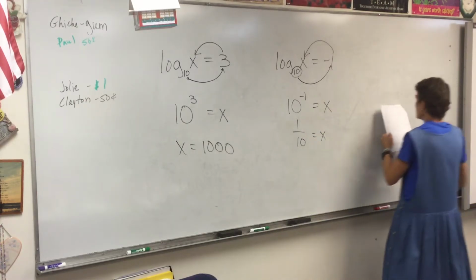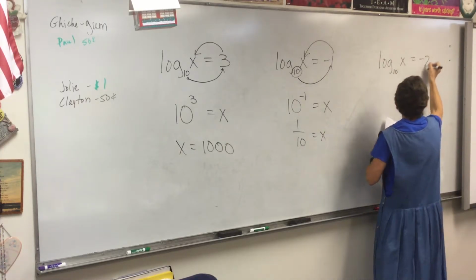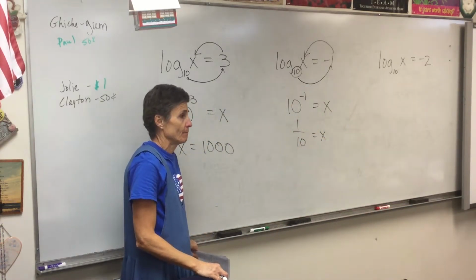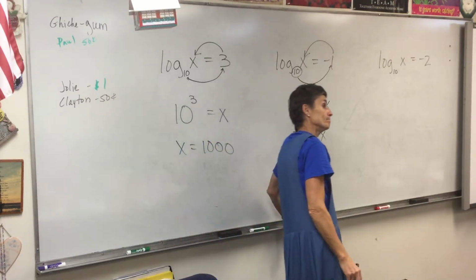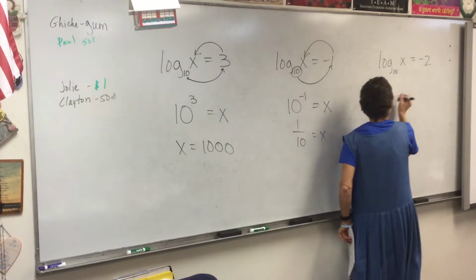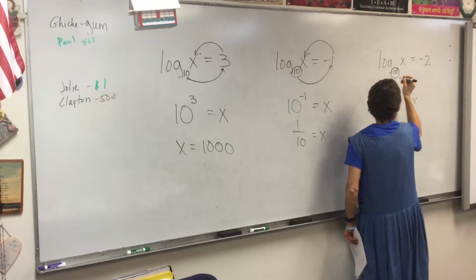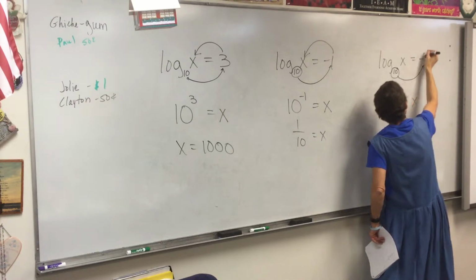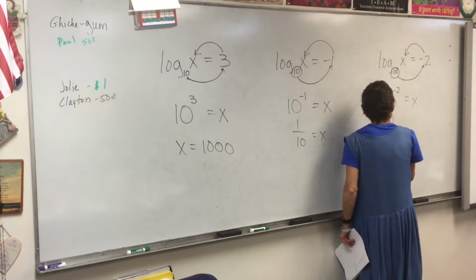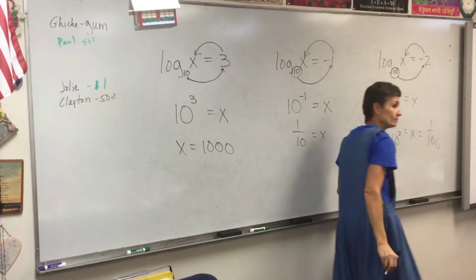All right, can you do C? Remember, there's a 10 there. Write it in. Anytime you see LOG with no base, write in a 10. So can you rewrite that? 10 to the negative second equals x. We start here, write down that number, raise it to this power, and it equals that. What's 10 to the negative second mean? 1 over 10 squared, which is 1 over 100.